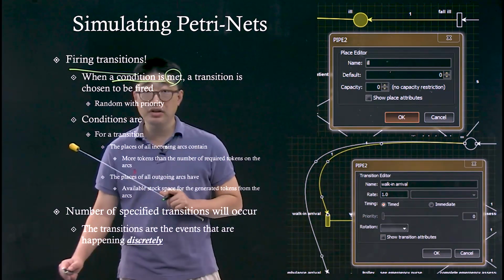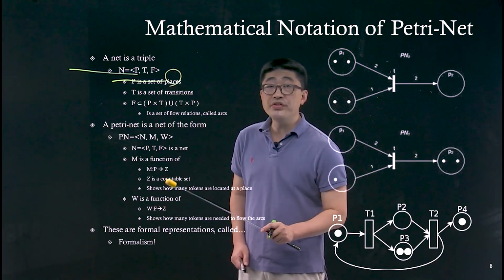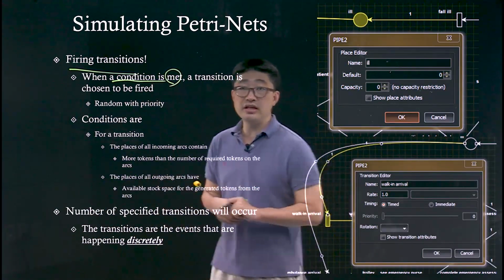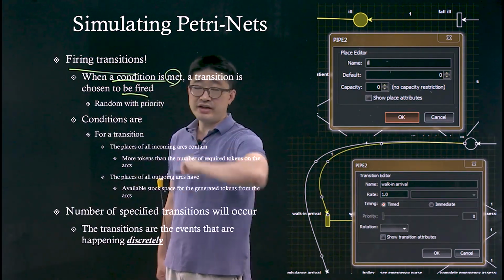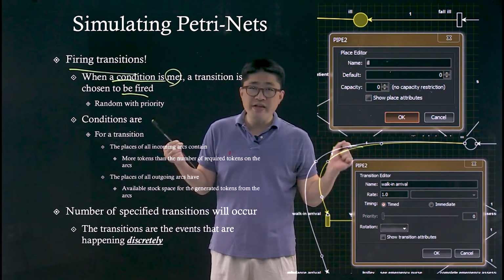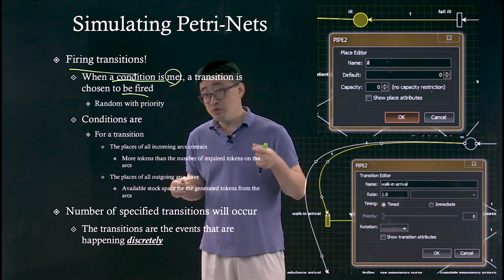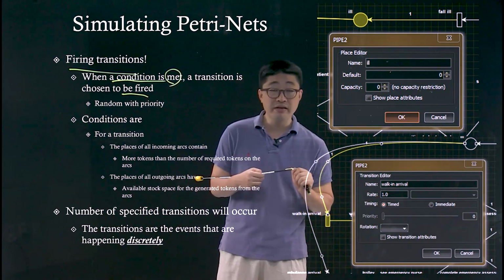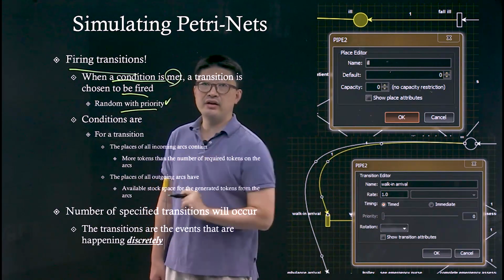You remember that we had W here, the requirement specifications on the arcs. If that condition is met, a transition can be chosen as a candidate to fire. After selecting all feasible transitions, randomness will occur. A random selection will choose which transition to fire, and that transition will be fired. It's random; however, we can set some priority.